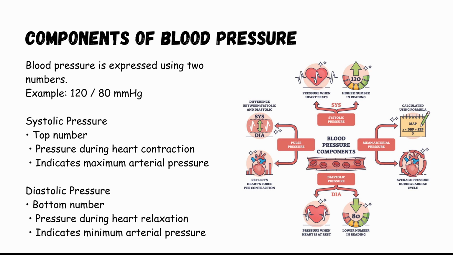The second number is called diastolic pressure. This represents the pressure in the arteries when the heart relaxes between beats and fills with blood. It is the lowest pressure in the arteries. Both numbers are important for evaluating cardiovascular health. Doctors use these values to determine whether a person's blood pressure is normal, high, or low.